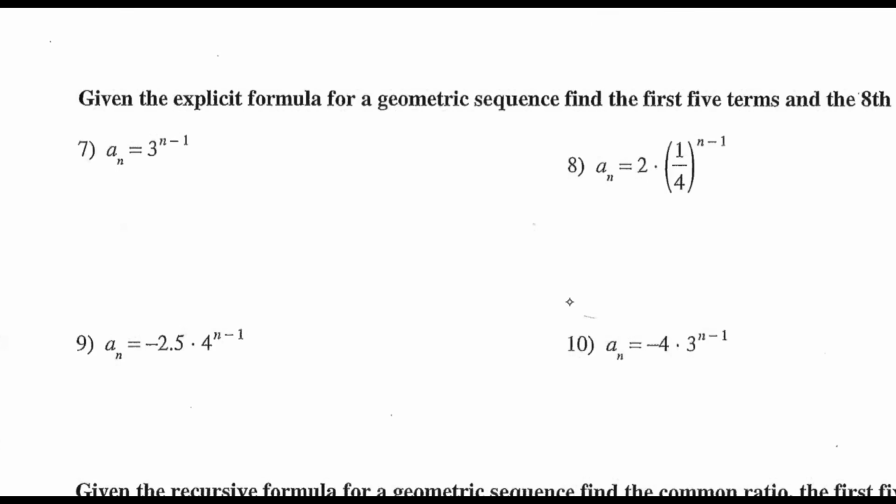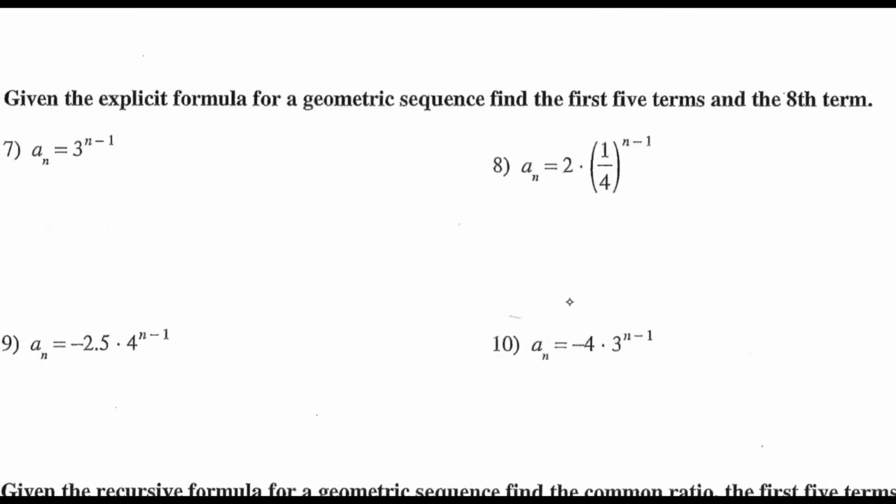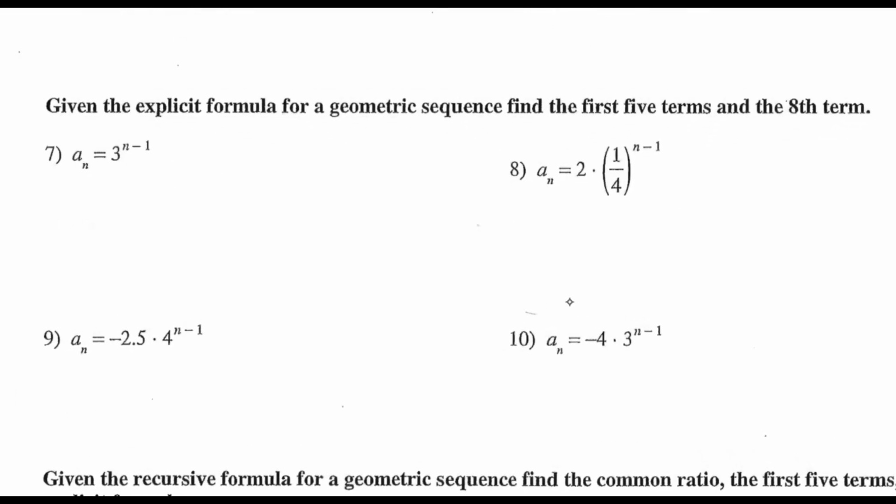Given the explicit formula for a geometric sequence, find the first 5 terms and the 8th term. To find the terms in a geometric sequence, what you do is replace the n with 1, and then the n with 2 to find the second term, and with 3 to find the third term, and so on.